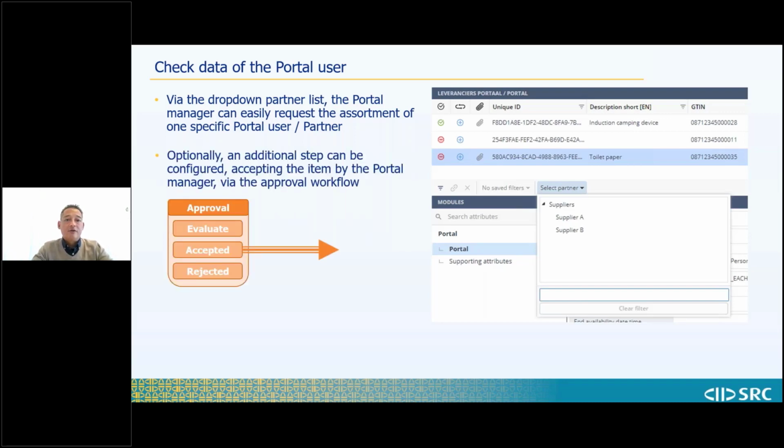For the portal manager, it's also possible to introduce an additional step, accepting the item, so that once you've logged into the system and into the portal catalog, you will see all items that are complete. And as a final step, you can accept them before they will be pushed towards the catalog that's linked behind it or the target systems that are linked behind it. And in this case, you also get a notification by email once an item is ready for you to be reviewed.